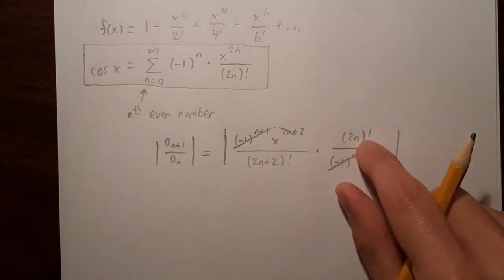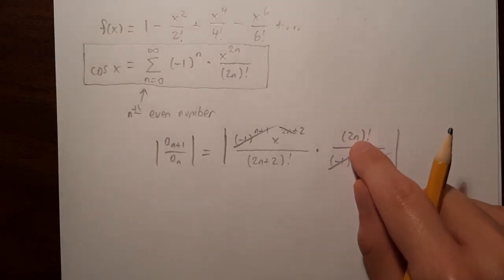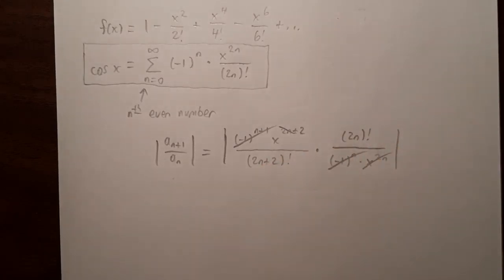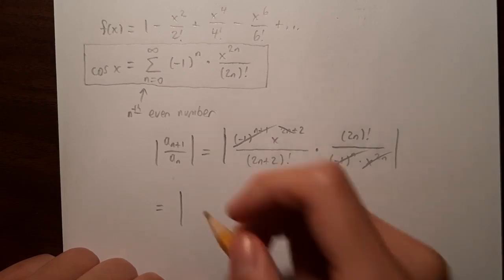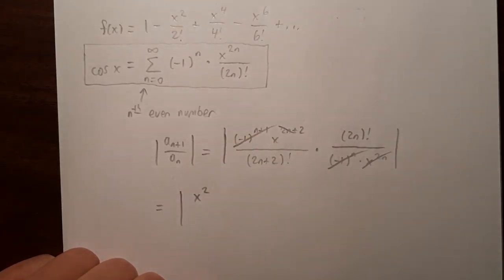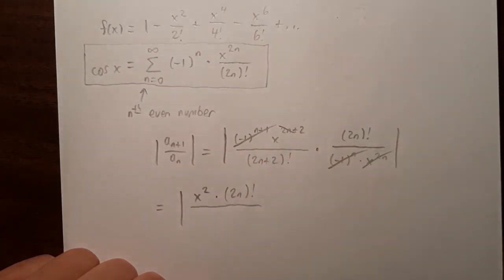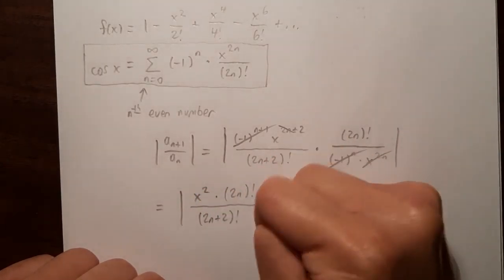And then I have to deal with the factorial cancellation. This one has to be done a little more delicately, because this is not 2n versus 2n plus 1. This is 2n factorial versus 2n plus 2 factorial. So let me not do anything too hasty. Let me see what we have left over after the cancellations we've gotten so far. I think what we're left with is x squared times 2n factorial over 2n plus 2 factorial.